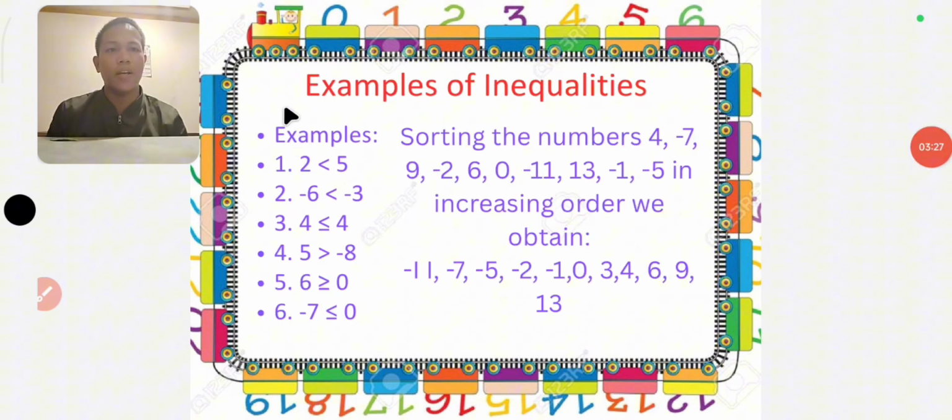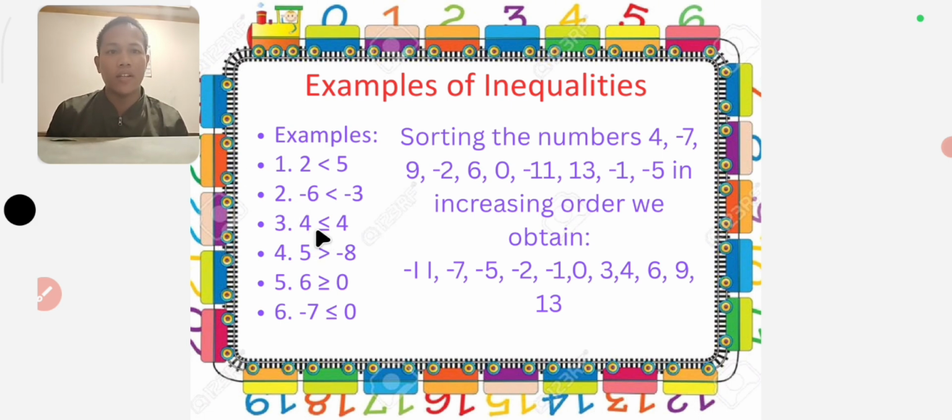Having an example, example number 1: 2 is less than 5 because 2 lies to the left on the number line compared to 5. So that means 2 is less than 5. This one, negative 6 and negative 3. If you notice, negative 6 lies to the left on the number line compared to negative 3, which means negative 3 is higher, or more than negative 6.